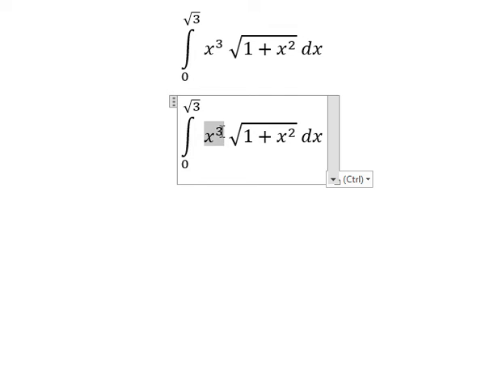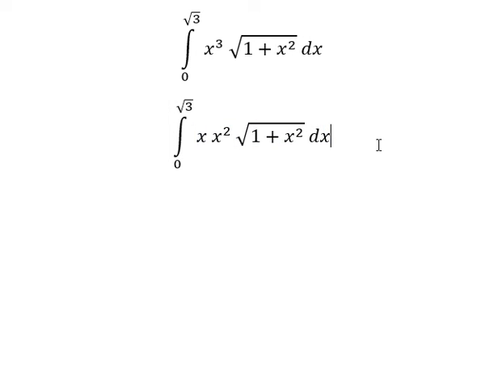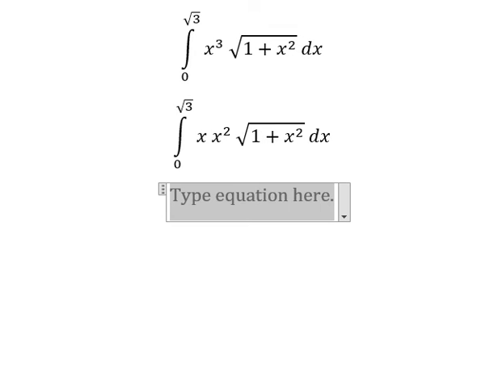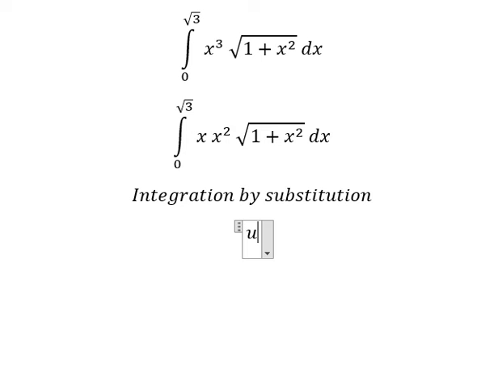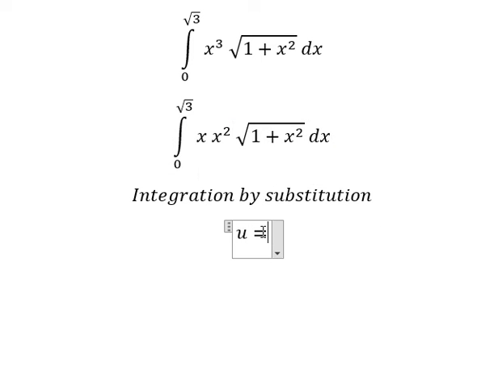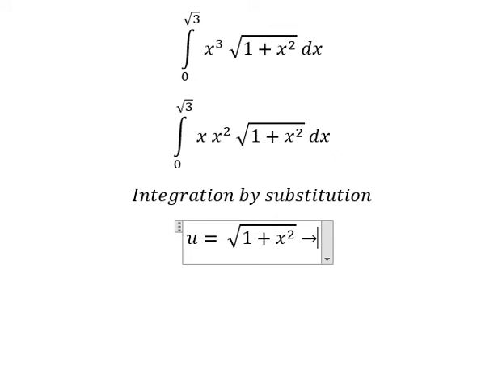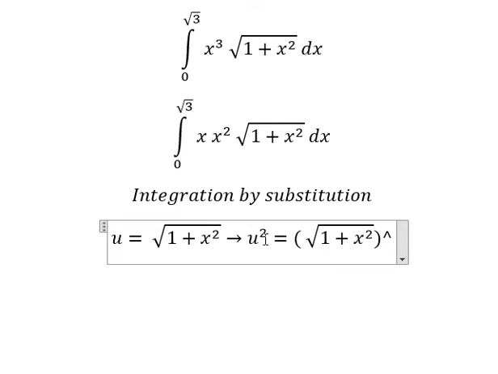About x to the power of 3, we can put into x multiplied by x squared. Next, we need to use integration by substitution. So I need to put u equals to this one. Later that we put the square for both sides to cancel the square root.